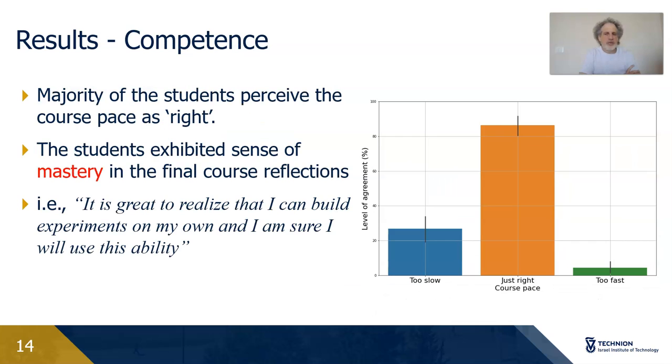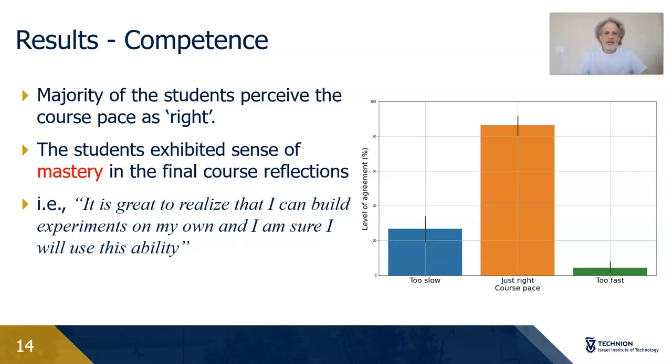autonomy. The second result is regarding competence, and this is the sense of mastery. So first of all, this is a quote from a student's reflection, and he or she wrote, "It is great to realize that I can build experiments on my own, and I am sure that I will use this ability." And most of the students in their reflections stated that they feel mastery and competence in programming.